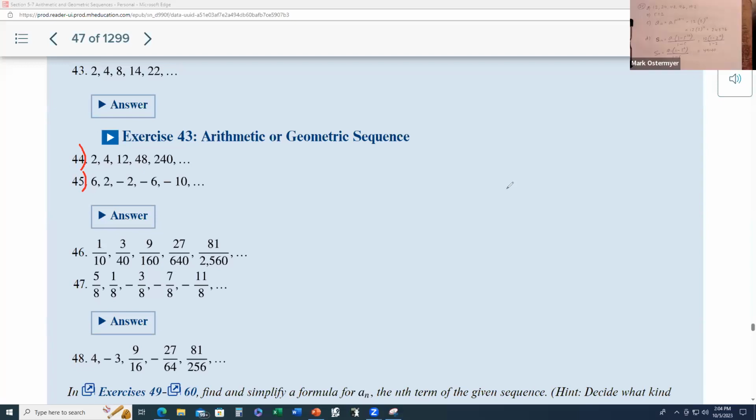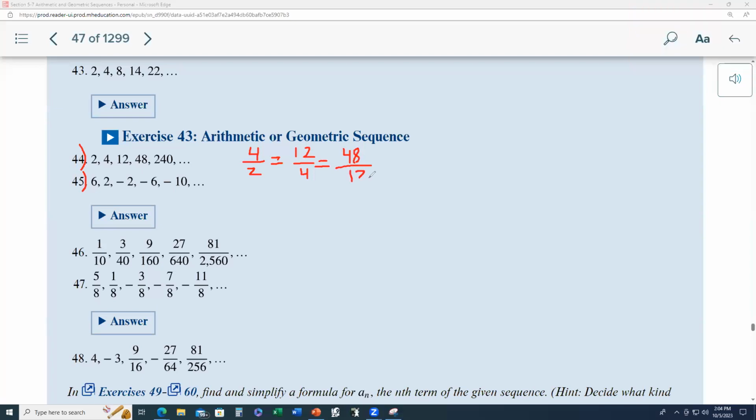Well, let's see, is there a common ratio? If I take 4 and divide it by 2, what ratio do I get? 2. Is that equal to 12 divided by 4? No. And is that equal to 48 divided by 12? It has to be if there's a common ratio. This isn't true at all, is it? 4 halves is 2, 12 fourths is 3, 48 twelfths is 4.